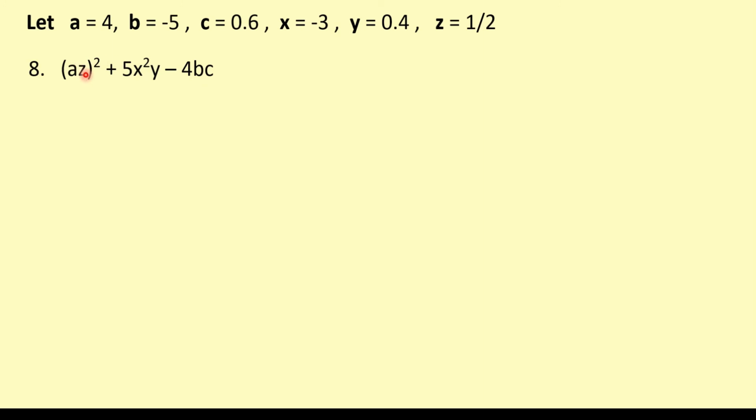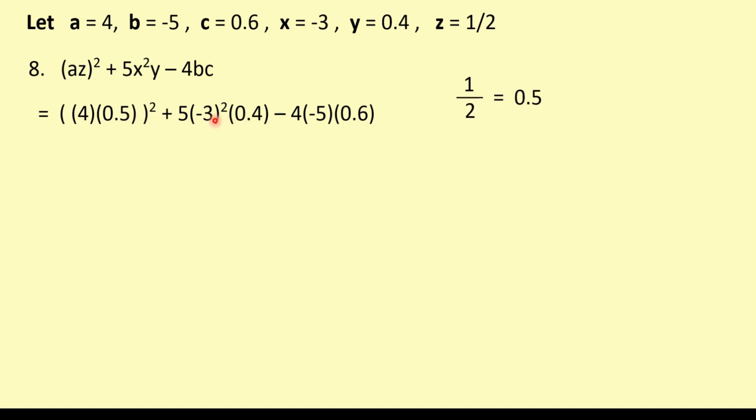Okay, for number 8, meron tayong az to the power of 2 plus 5x squared y minus 4bc. So again, substitute lang natin. Yung a is 4, z is 1/2, 0.5, then 5 times x squared. X is negative 3, y is 0.4, then minus 4bc. For b is negative 5, c is 0.6. Then simplify lang. 4 times 0.5 is 2.